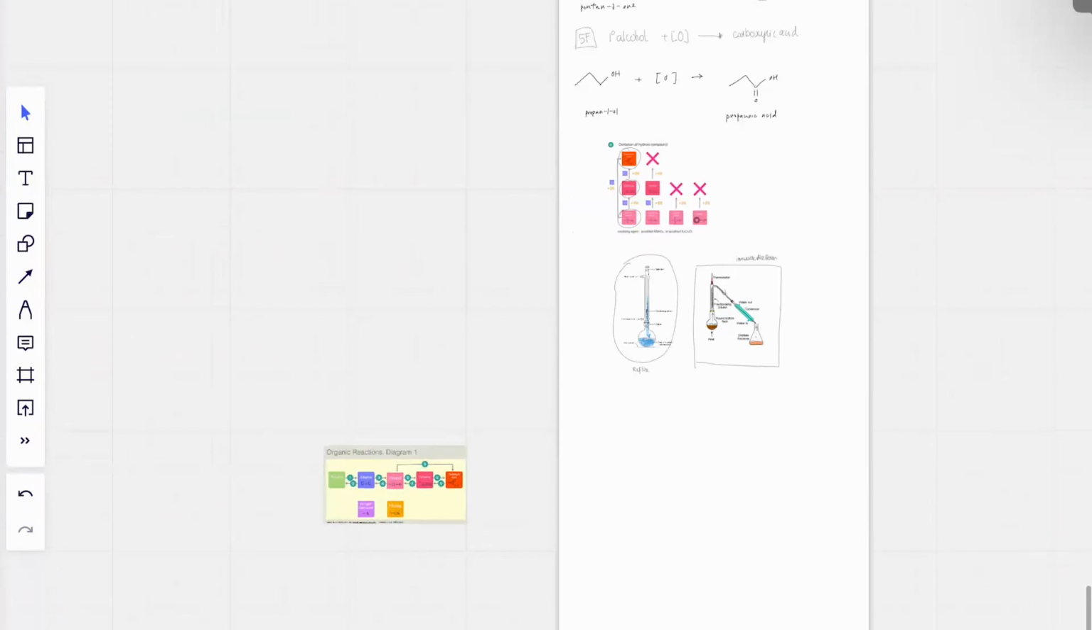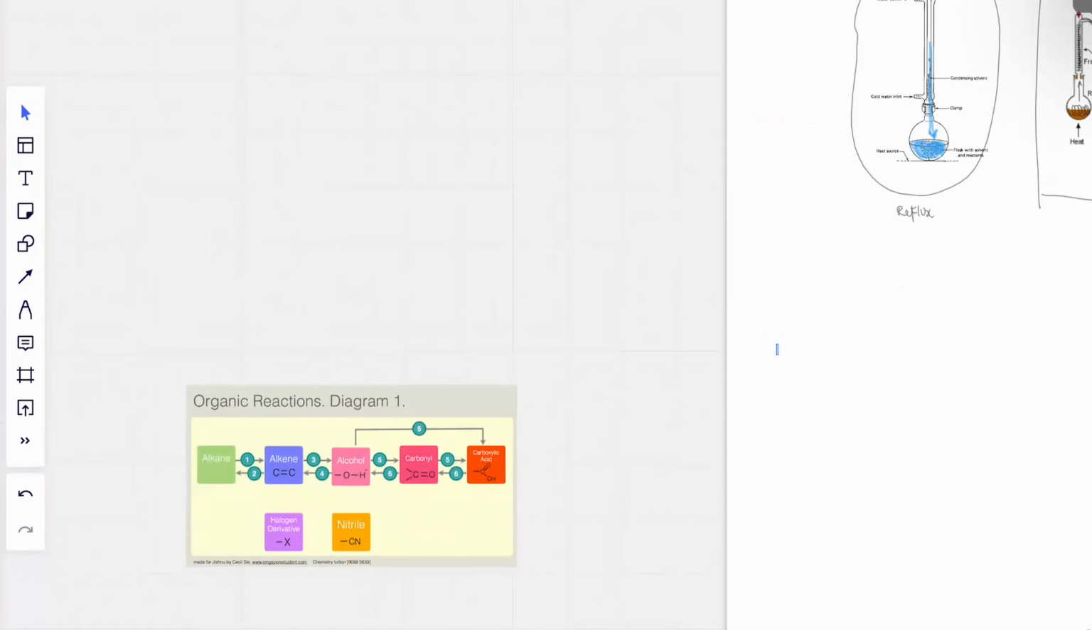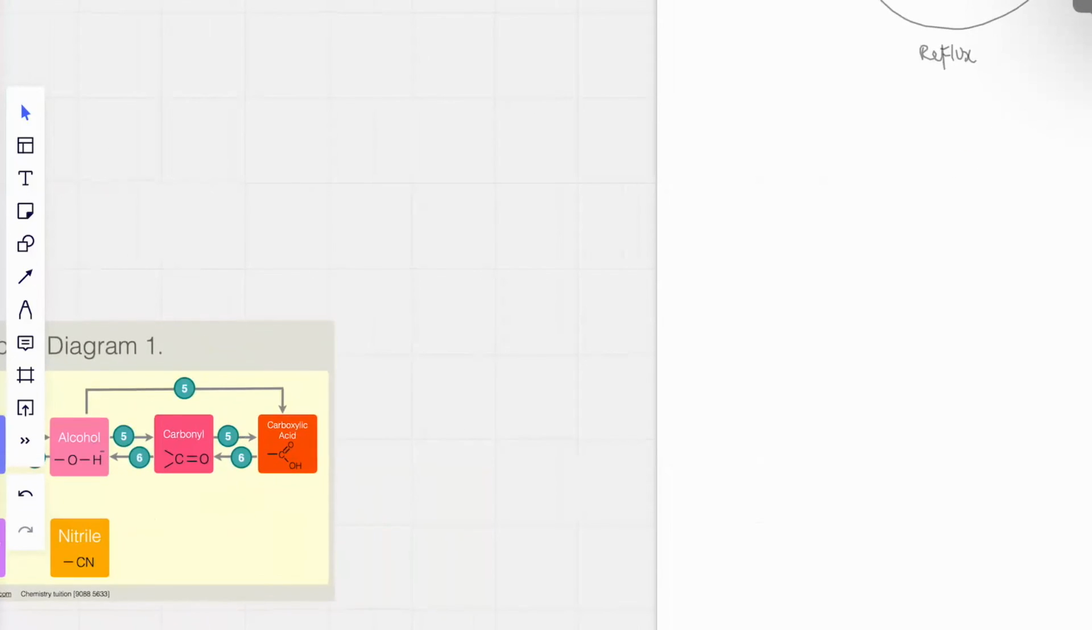Then number 6. Number 6 is reduction. If you look at it, 6 is the opposite.